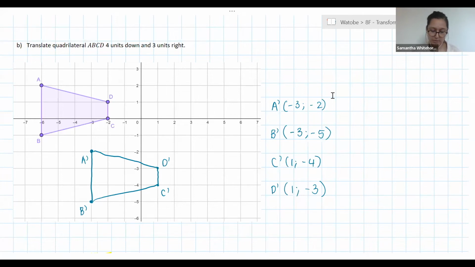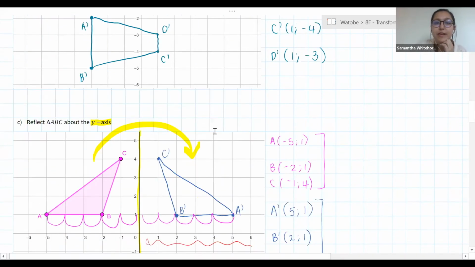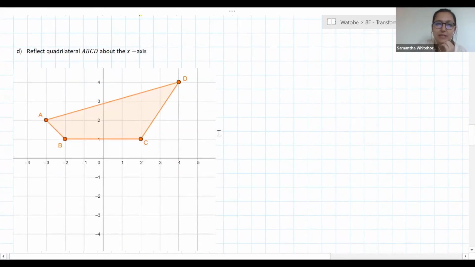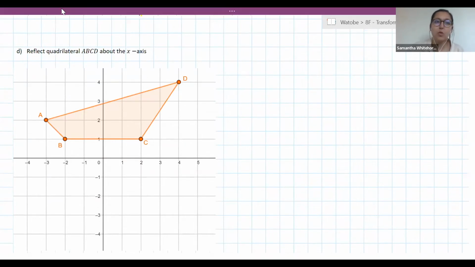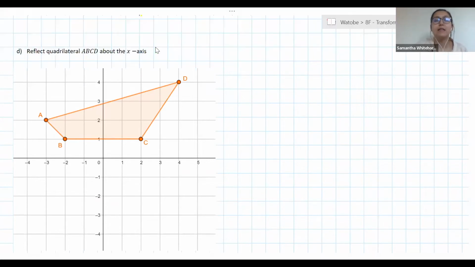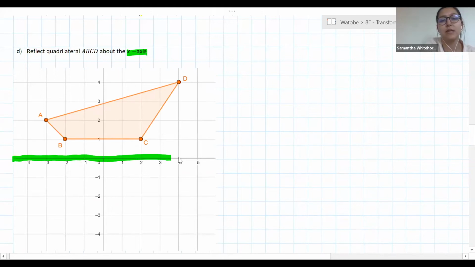Right, let's have a look at the other type of reflection that we did where we reflected about the x-axis. Okay, so once again, with reflections, we always need to have what we call a line of reflection. In this case, I'm telling you to reflect about the x-axis, and so the x-axis is going to be the mirror.